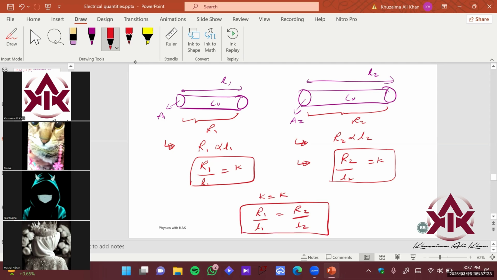If you have L1 given to you, if you have R1 given to you, and I give you the length L2 of the other rod, you can find the resistance it would offer, which was unknown, using this relation. If it makes sense, give me a thumbs up. This relation between resistance and length makes sense to me.